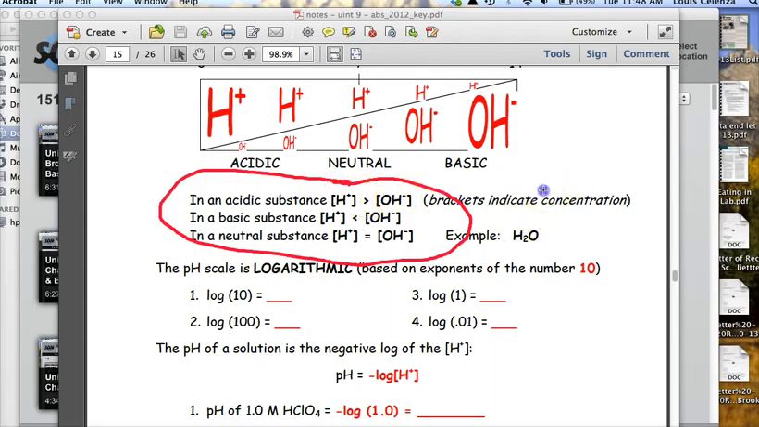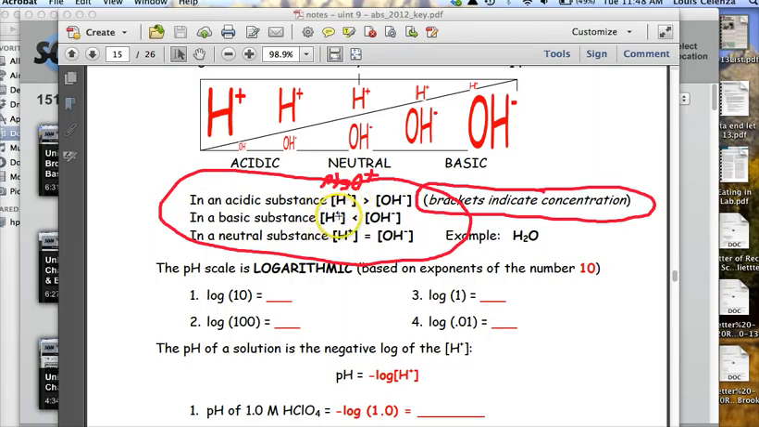A couple of things that you should remember: the brackets are concentration, so the way that you would read this is, in a solution that's acidic, the concentration of H pluses, or you could say the concentration of H3O pluses, they're basically used interchangeably, is greater than the concentration of OH. And the larger the difference in these concentrations, the stronger the acid.